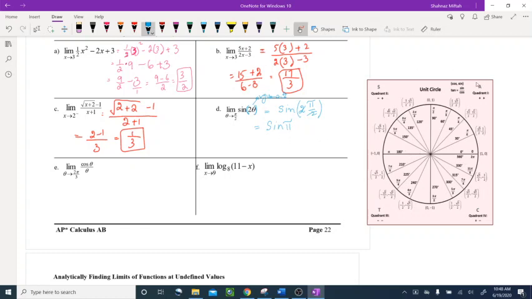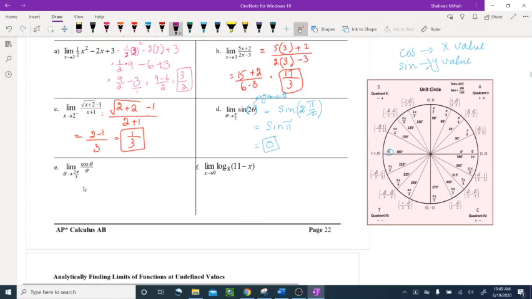You guys should know already for the unit circle, sine means the y value. Cosine means the x value. Since I'm asking for the y value at pi, first find pi. This is pi right there. And what is the sine value? Sine is the y value, which is 0. So your sine pi is 0. Done.